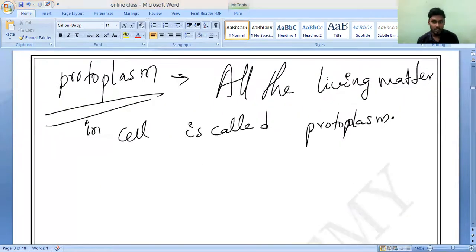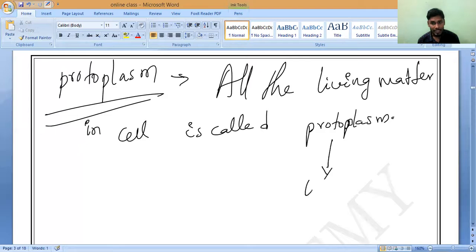So for example, consider this: is protoplasm a solid, a liquid, or a gas? Can anybody say what it is? Sir, it is a liquid substance. Protoplasm is a liquid substance.